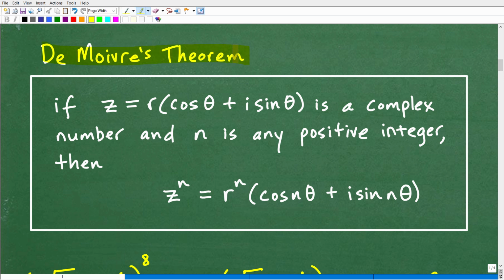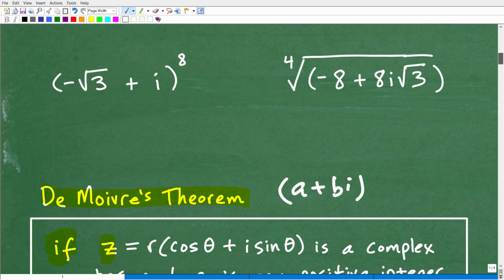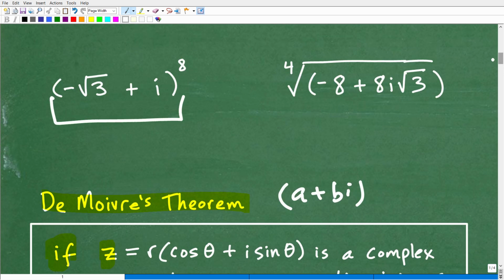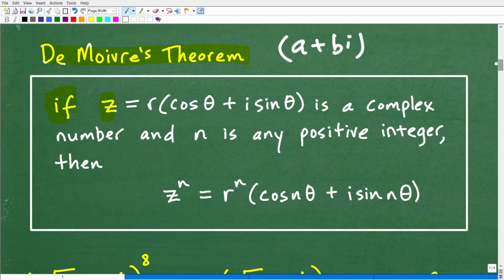Okay, so De Moivre's theorem. If z, okay, z is our complex number. That's what z is. It's just a complex number in a plus bi form. Again, for example, this number right here is a complex number, but we'll assign it a variable z. So if this complex number z is in this form, and what is this form? r times cosine theta plus i sine theta. This is polar form or trigonometric form, okay?